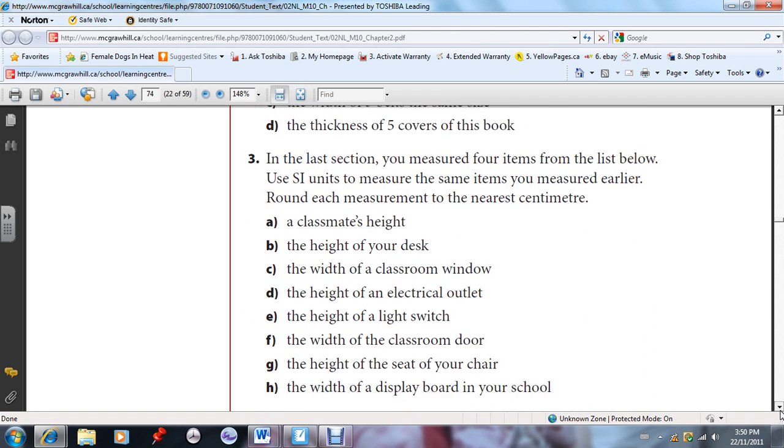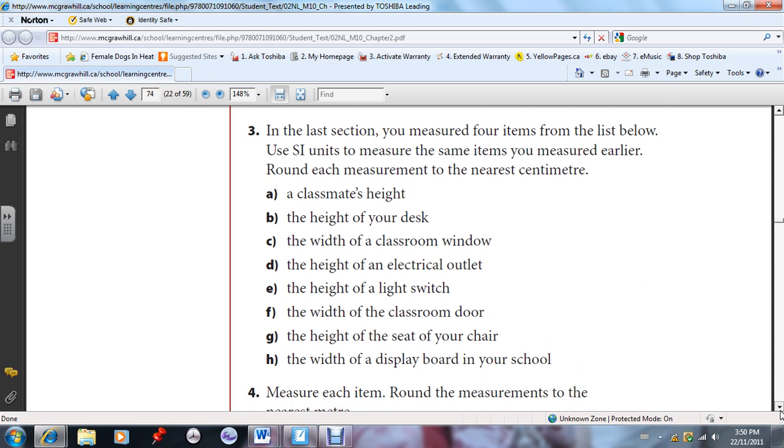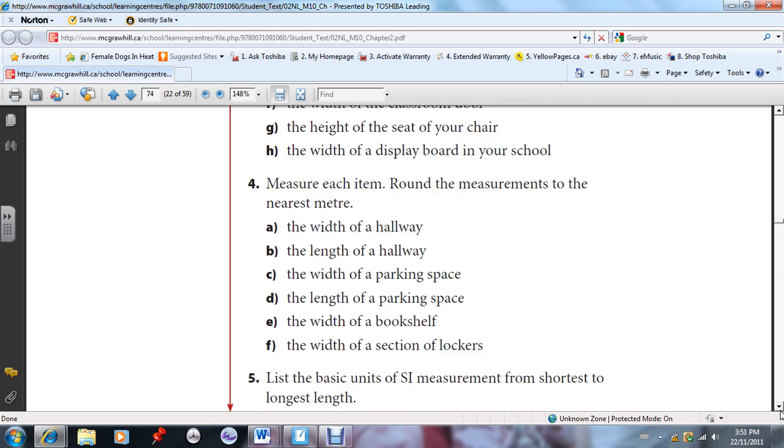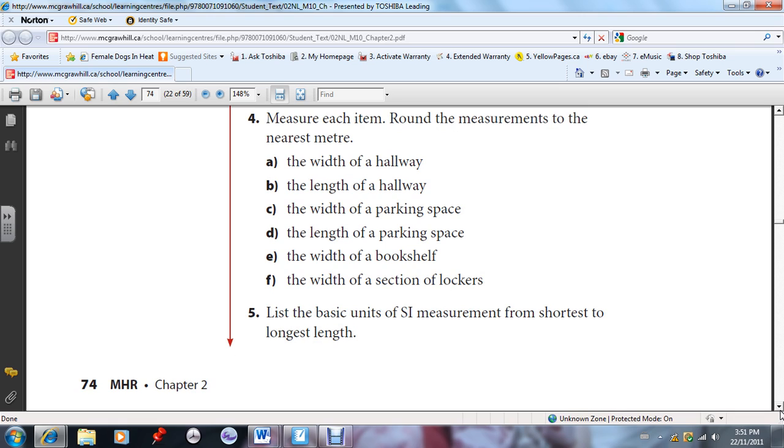Then what I want you guys and girls to do is work through these. Do as many as you can. Of course, in number 4, you're not going to be able to do, say, the length of the hallway, which is going to be kind of hard. The width of a parking space, no, we don't have parking spaces. The length of a parking space is out. Width of a bookshelf is fine. The width of a section of lockers is good.